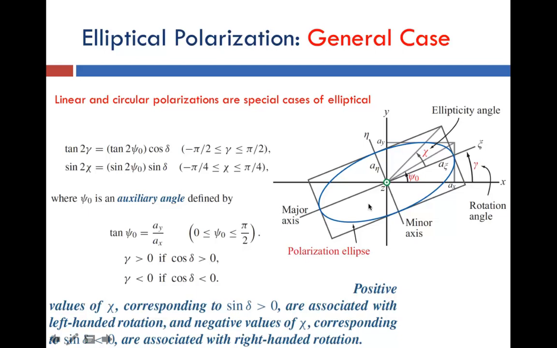So you can see how the tangent is determined, and then a lot of what happens depends on the value of delta, the phase difference between the x and y components, as well as the difference between the magnitude in the y direction and the magnitude in the x direction.